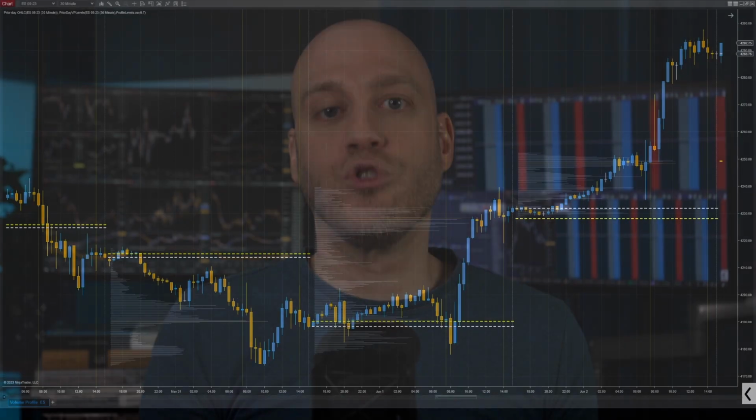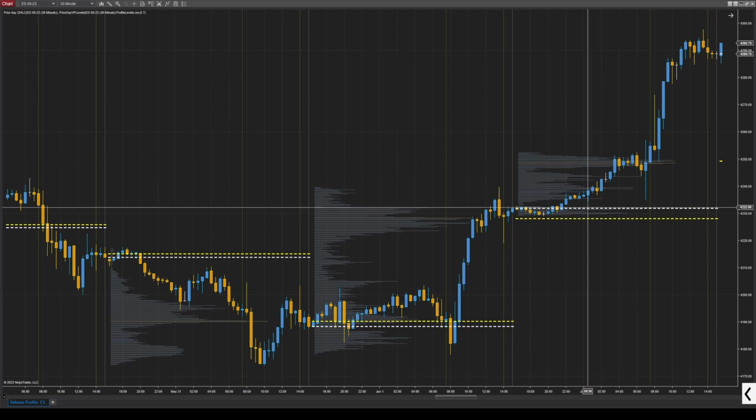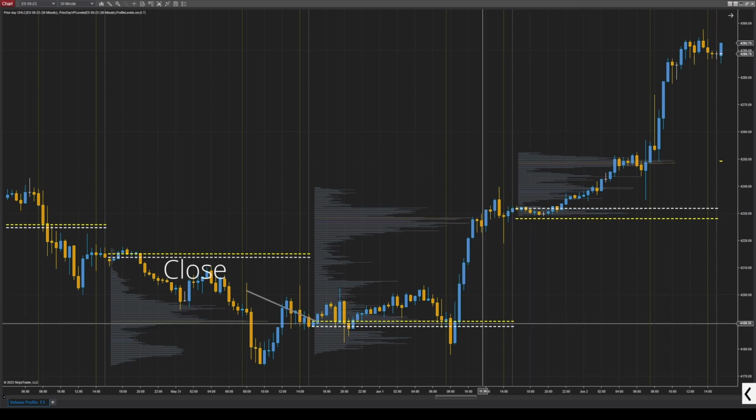I've always found it particularly amusing that so much attention is paid to the point of control in ES. For the S&P 500, the point of control is almost always right around the close due to the amount of volume traded in the closing auction. Like, look at this chart. Here's the close. Here's the point of control. Here's the close. Here's the point of control.